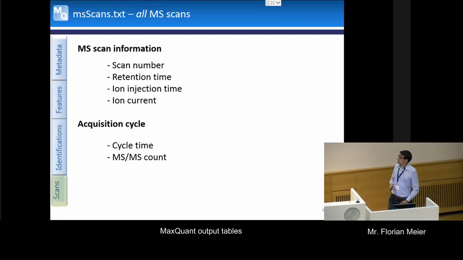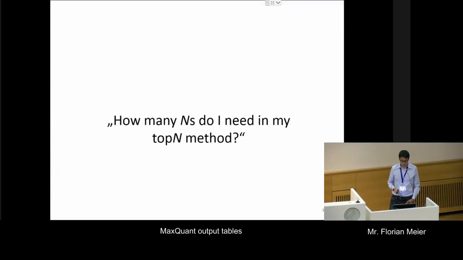So this is again coming closer to the raw file, so it gives you all the information about all the MS scans throughout your experiment. It gives you the scan number, the retention time, the ion injection time, and also how many ions were in this scan. And you can, for instance, use it to plot the cycle time of your experiment. Or you can plot the number of MS events that you acquired throughout the experiment.